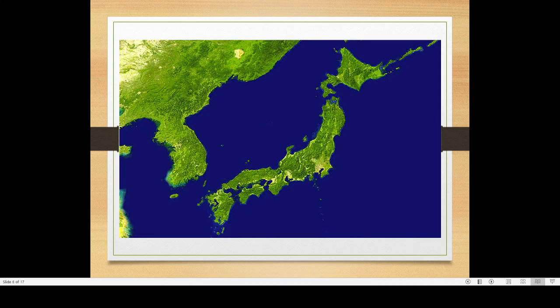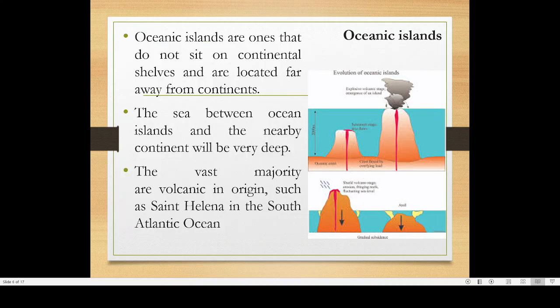Then this is New Zealand. New Zealand is not a continental island because it is separated by 1,000 kilometers from Australia, and the sea is also very deep. Most of the time, a continental island will have a very shallow sea, and it should also be on the same continental shelf. So that is why New Zealand is not considered a continental island, it is an oceanic island.